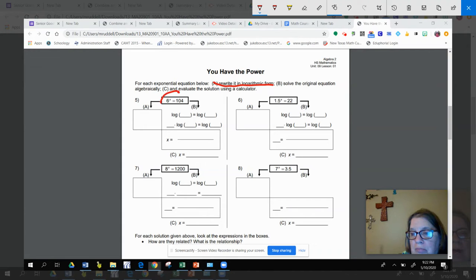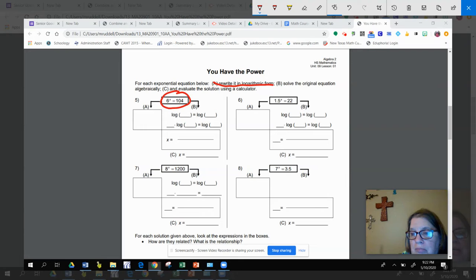So when you have this, there is no way we can write 104 as a power of 6. If you think about 6 squared is 36, 6 to the third, 6 to the fourth, it doesn't go into 104. 104 is not a power of 6, so we cannot solve it like we were doing on the previous notes from yesterday. What we can do is log both sides.